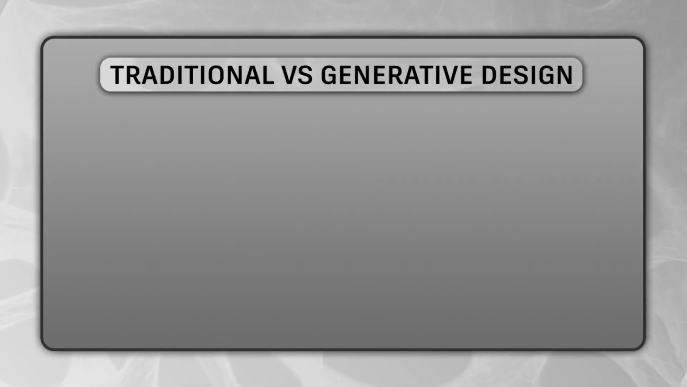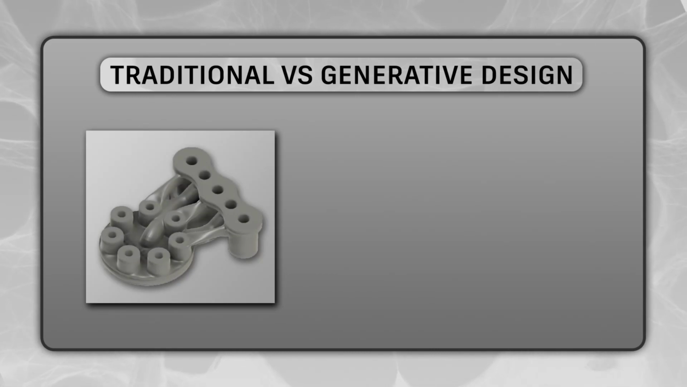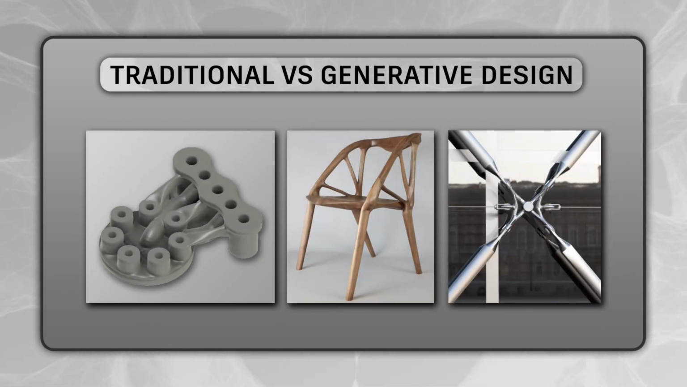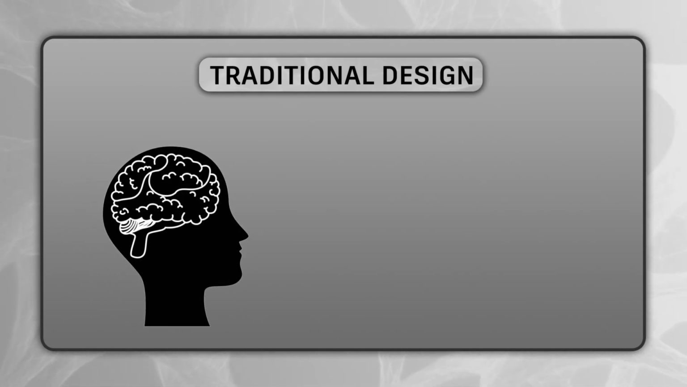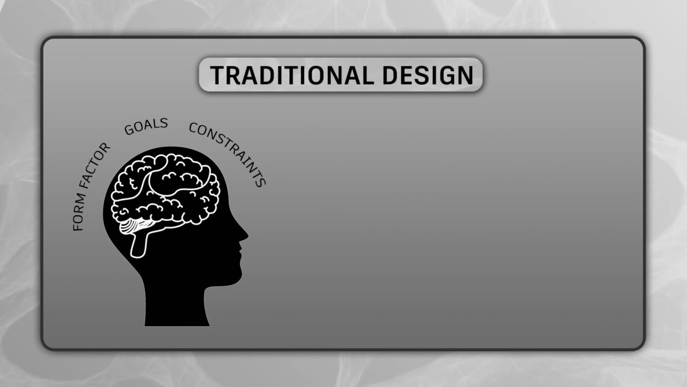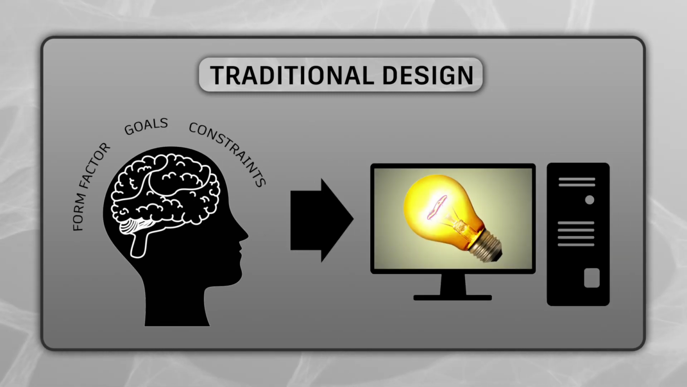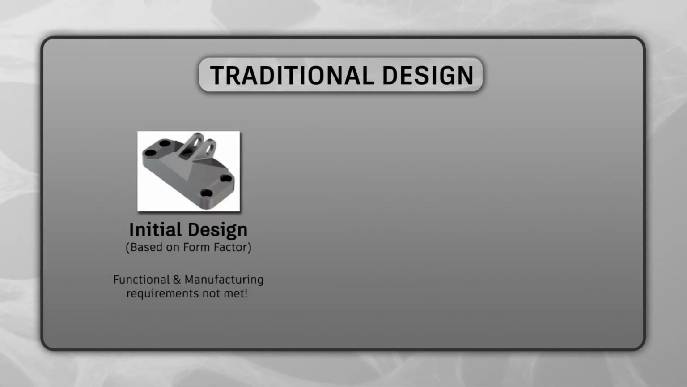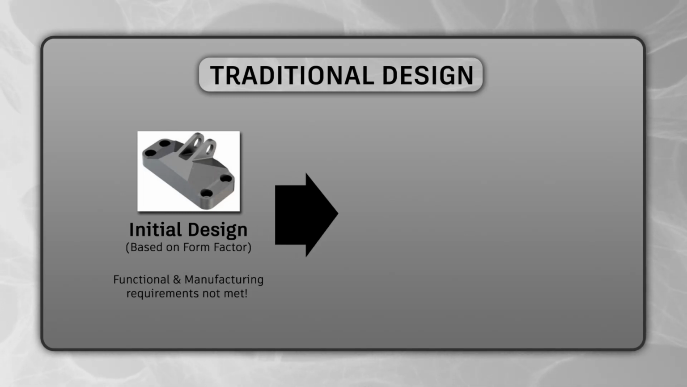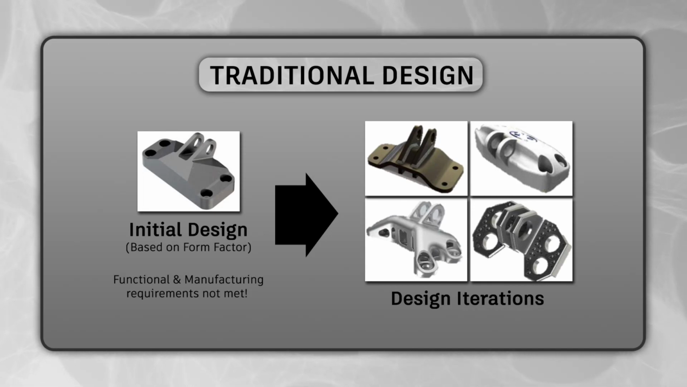Now let's compare the generative design workflow to what you already know. It doesn't matter whether you're designing a bracket, a chair, or even a part for a vehicle or building. They all have the same starting point, a set of design goals. So traditionally, you would start thinking about the form factor, the goals, and the constraints in order to start creating your design within your application. Normally, you would visualize the form factor of your design to get started, but the functional and manufacturing requirements for your design may only come later after other stakeholders get involved. So your design will probably need to be iterated multiple times to meet its goals.